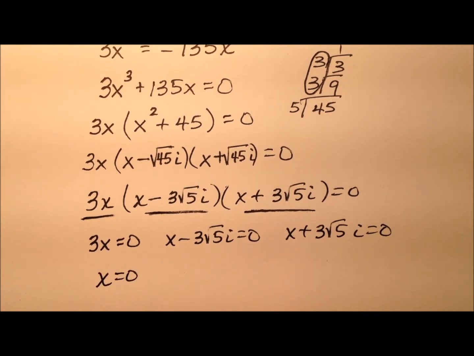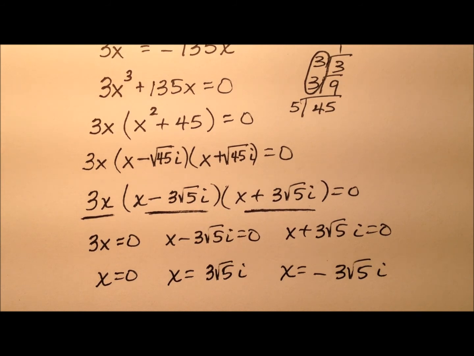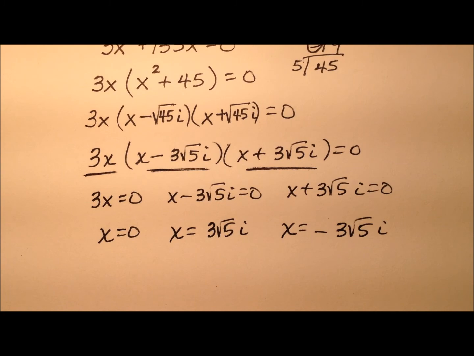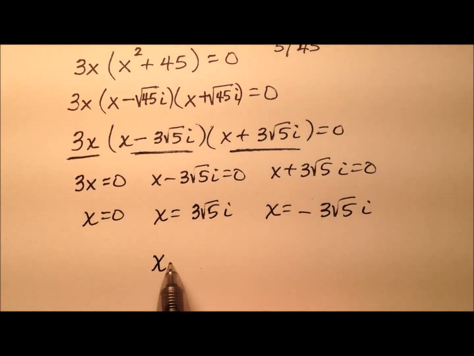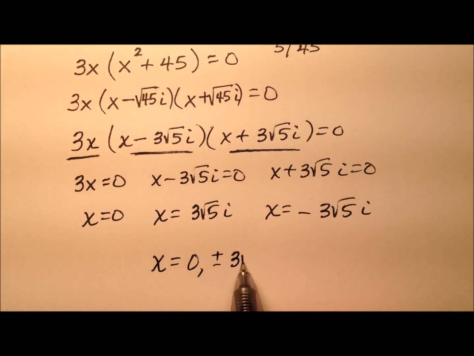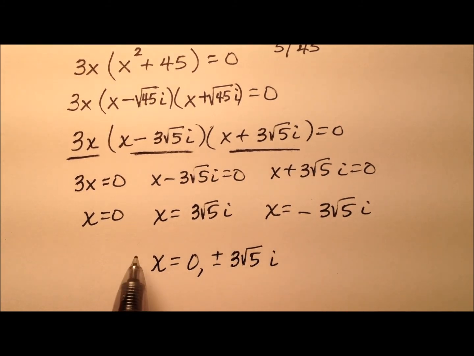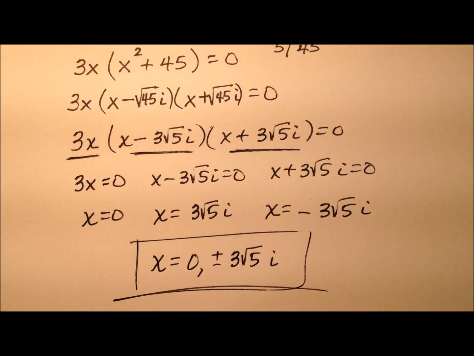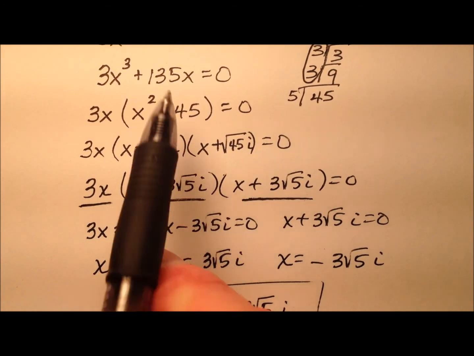So here x is 0. When I add 3 radical 5i, I get x equals positive 3 radical 5i. And when I subtract it, I get x equals negative 3 radical 5i. So the last step then is to go ahead and write our solution with one single line here. So x equals 0, comma, plus or minus 3 radical 5i. And that's the solution to this original equation.